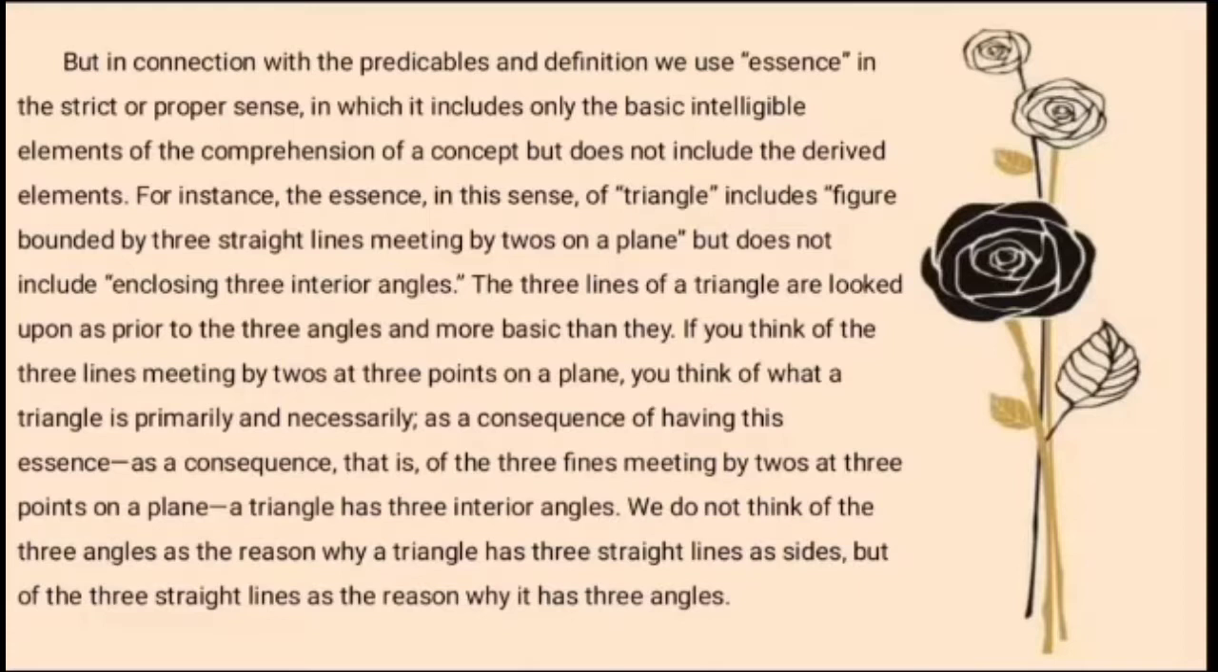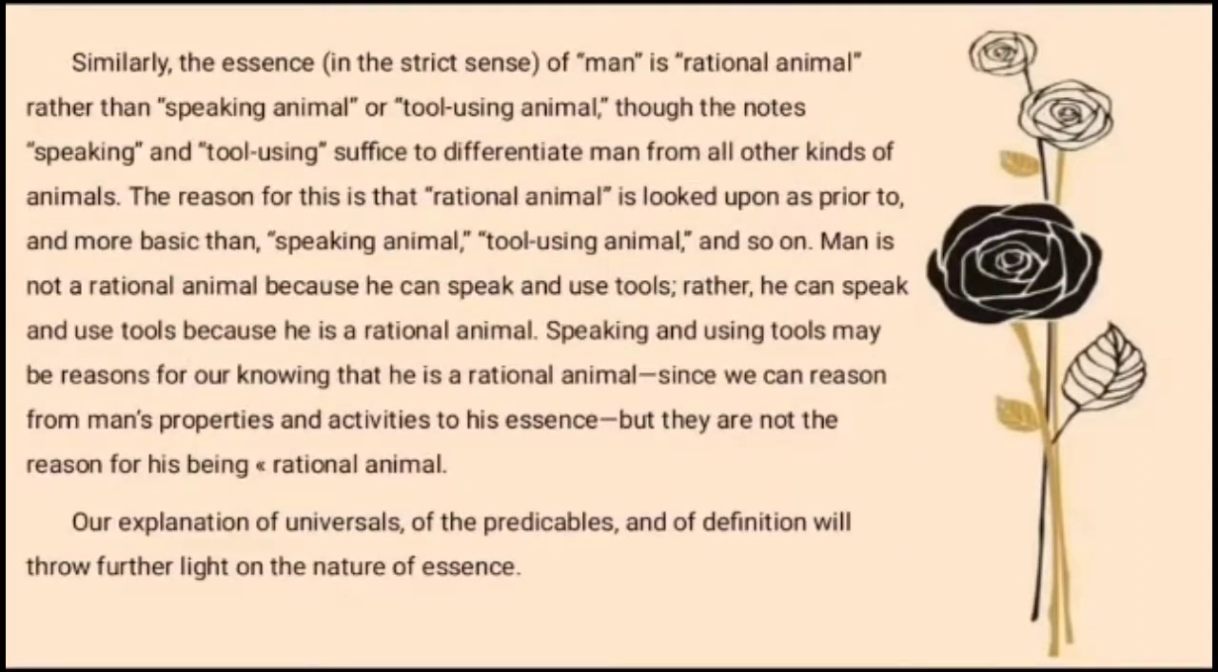A triangle has three interior angles as a consequence of having this essence. We do not think of the three angles as the reason why a triangle has three straight lines as sides, but of the three straight lines as the reason why it has the three angles. Similarly, the essence in the strict sense of man is a rational animal, rather than speaking animal or tool-using animal.